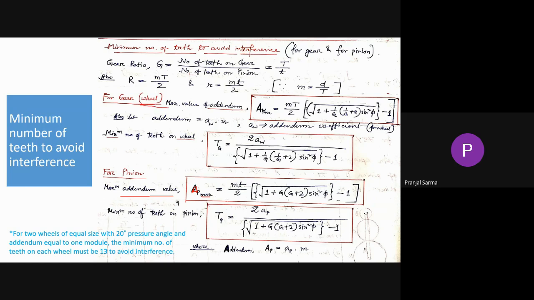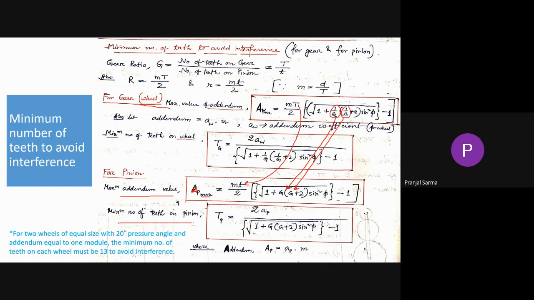So for the wheel, this is 1 by z. Now here this 1 by z becomes z. So this is the only change, other things are the same, and definitely this capital T has to be correspondingly the small t, that is the teeth in the pinion that we have to consider. So m t by 2 whole into root over 1 plus z whole into z plus 2 sine square phi minus 1.